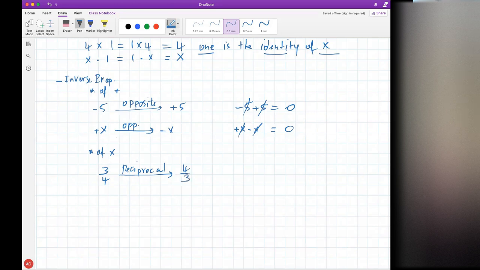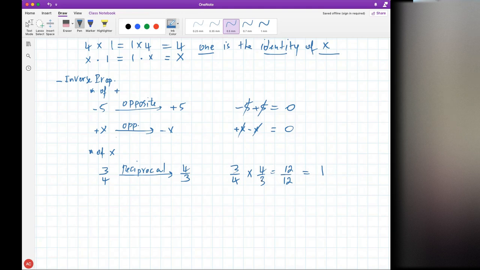Okay, so for the inverse property of multiplication, we don't use the opposite, we use the reciprocal. The rule says if you take a number and you multiply it by its reciprocal, for example, it will be 12 over 12, the same thing over 12, and it would be 1. So whenever you multiply a number by its reciprocal, it's always going to be the same thing over the same thing, which is 1.